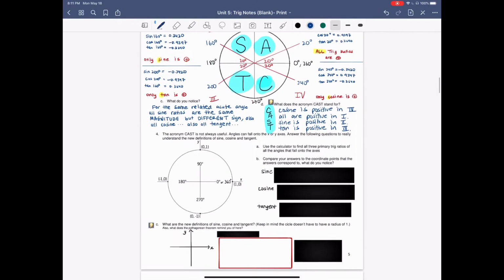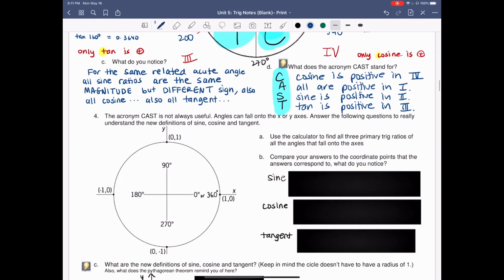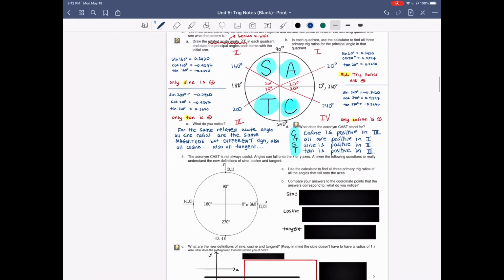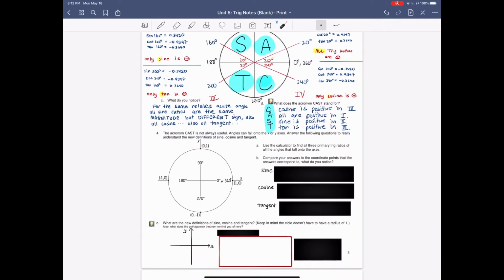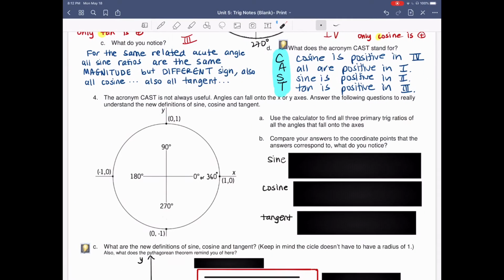Let's try to look at question 4 for a second. The acronym CAST is not always useful. Angles can fall onto the X or Y axis. Answer the following questions to really understand the new definitions of sine, cosine, and tangent. So basically, CAST is all great if all the angles fall in between. And so we're considering when the coordinates fall right on the axis and trying to interpret that case.